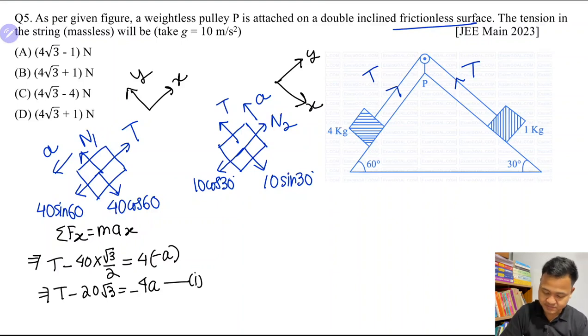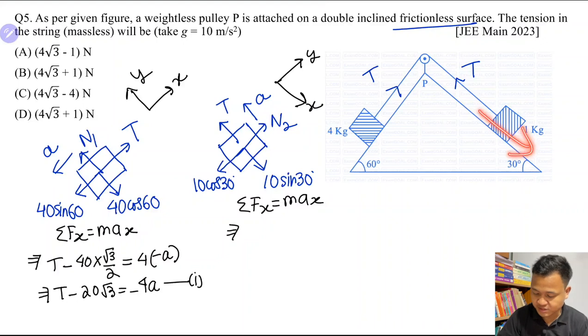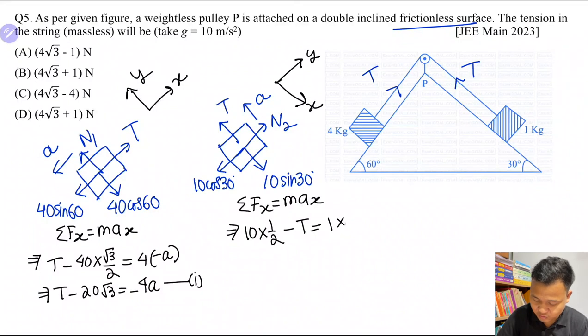Now for the 1 kg block, let's say Fx equals max. Along the x-axis, this is plus, T is minus, and acceleration is also minus. So 10 sin 30, which is 1 by 2, minus T should be equal to 1 kg into minus a. Acceleration a.